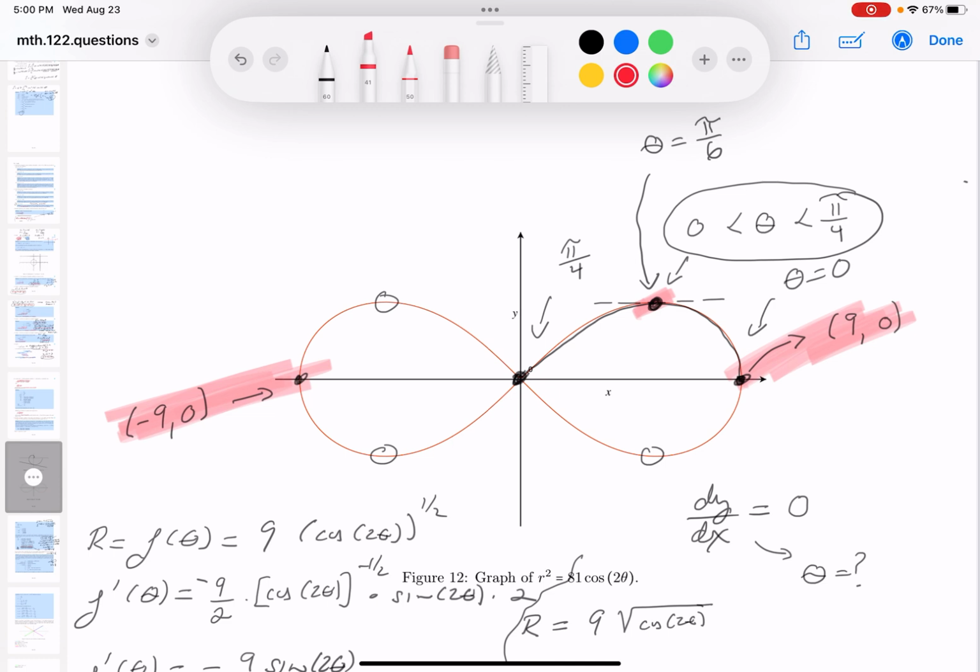So what's x equal to? Let's write this down. x equals r times cosine theta. y equals r sine theta. All right, let's see if we can do it.